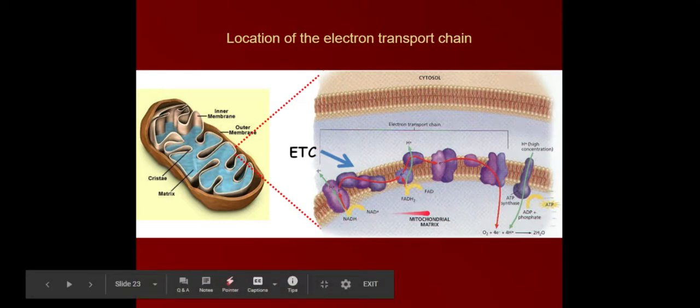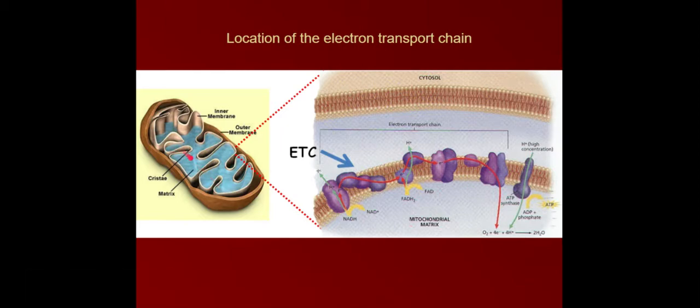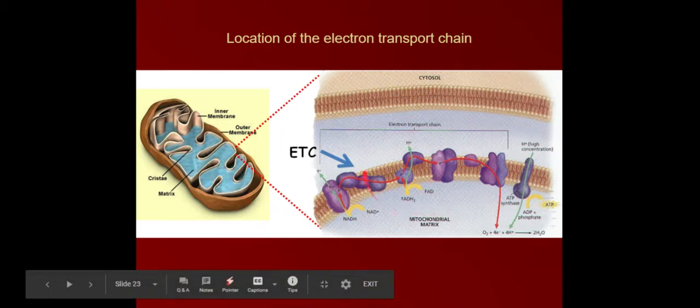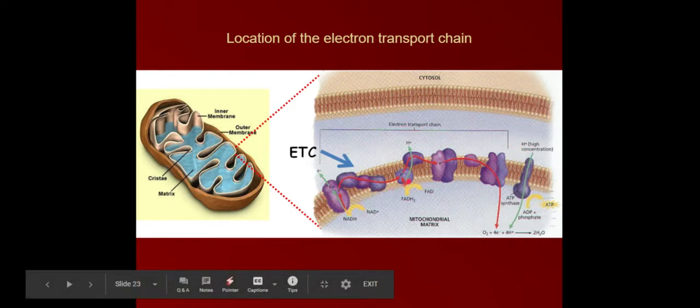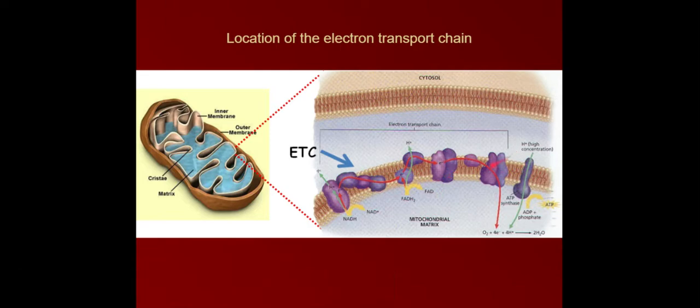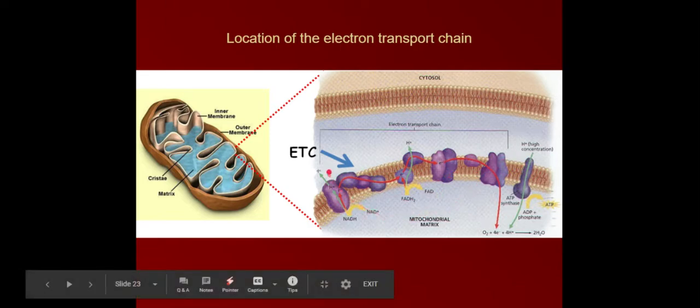The mitochondrial matrix is in the middle here, which is all this blue liquid-like substance. And then we've got the space in between the inner membrane and the outer membrane. The electron transport chain is composed of proteins, these purple blobs here. We can see that we've got quite a few of them, and we can see the electron carriers here, the NADH and the FADH as well.